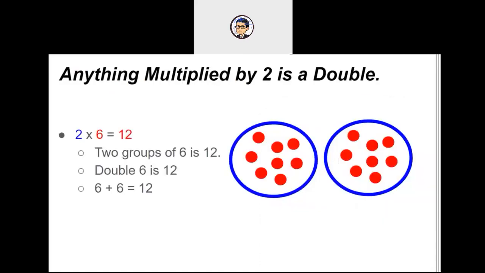Our next strategy is whenever we're multiplying by 2, we're doubling. 2 times 6 equals 12. 2 groups of 6 is 12. If I double 6, I get 12. 6 plus 6 is the same as saying 2 times 6 because we are repeatedly adding 6 and 6 again. So anything that is multiplied by 2 is a double. If I double 6, I get 12.